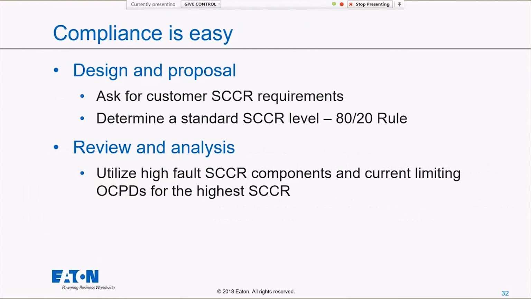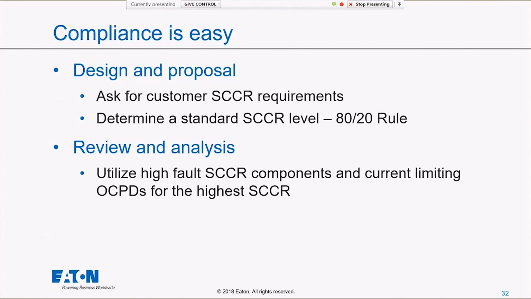So with that, wrapping up, I told you today was the shortest presentation. In the design and proposal phase, ask the customer for the short circuit current requirements. You might also want to determine a standard short circuit current level, the 80-20 rule. Whatever your standard short circuit current rating level is that will cover 80% of all of your applications. Depending on the type of equipment you build and the type of systems they go into, that might be 10 kA, that might be 65 kA.